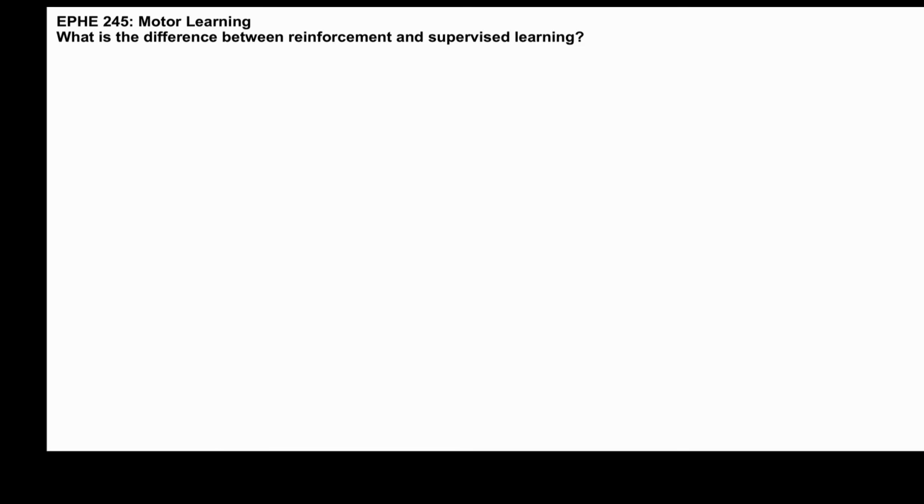What is the difference between reinforcement and supervised learning? In reinforcement learning, you provide feedback only about the outcome of an action, whether you hit or missed a target, whether you did something right or wrong.